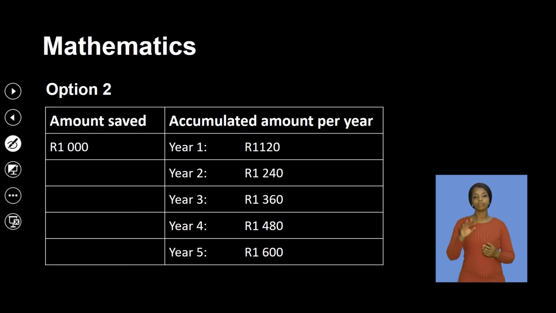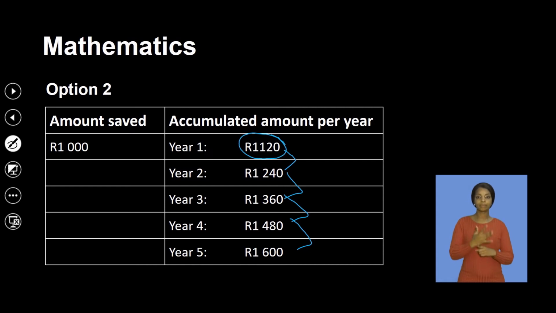For the first year, at the end of the first year, you will have 1,120, meaning it's 1,000 plus the 12% of that 1,000. And then for the second year, you will add again the 120. Remember, the 120 will be 12% of the initial amount that you started your investment or your savings account with. Year 3, you add 120 again, which will go to 1,360. Year 4, you add again 120. Year 5, you add again 120.